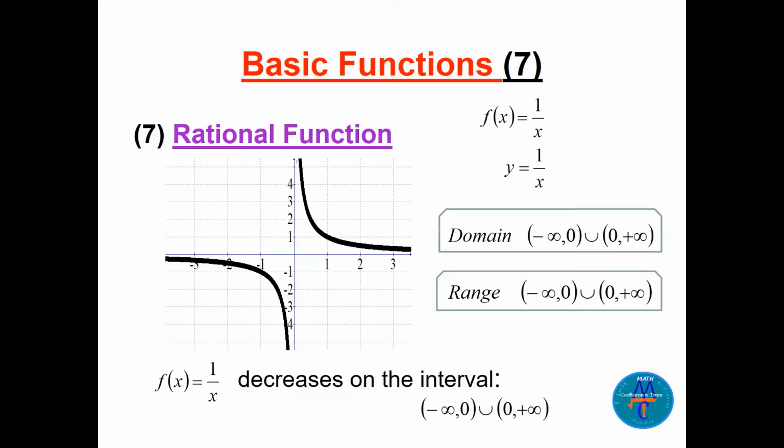Number 7 is the rational function f of x equals 1 over x. In the domain here, we cannot accept the 0 because 1 over 0 is undefined. So the domain will be all real numbers except 0. Another way we can write it: -infinity to 0 open, union 0 to infinity. And the range is the same also. You can write this as R except 0, or you write in English all real numbers except 0. This is decreasing and decreasing also in these two intervals. See, the function is decreasing and decreasing.